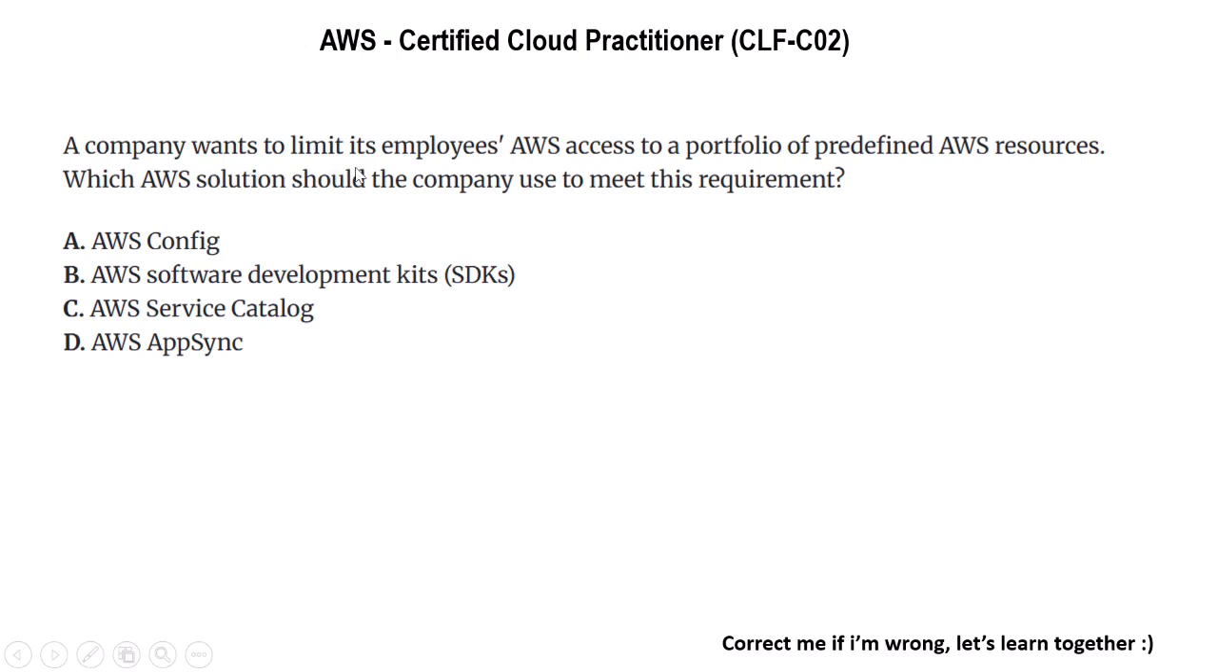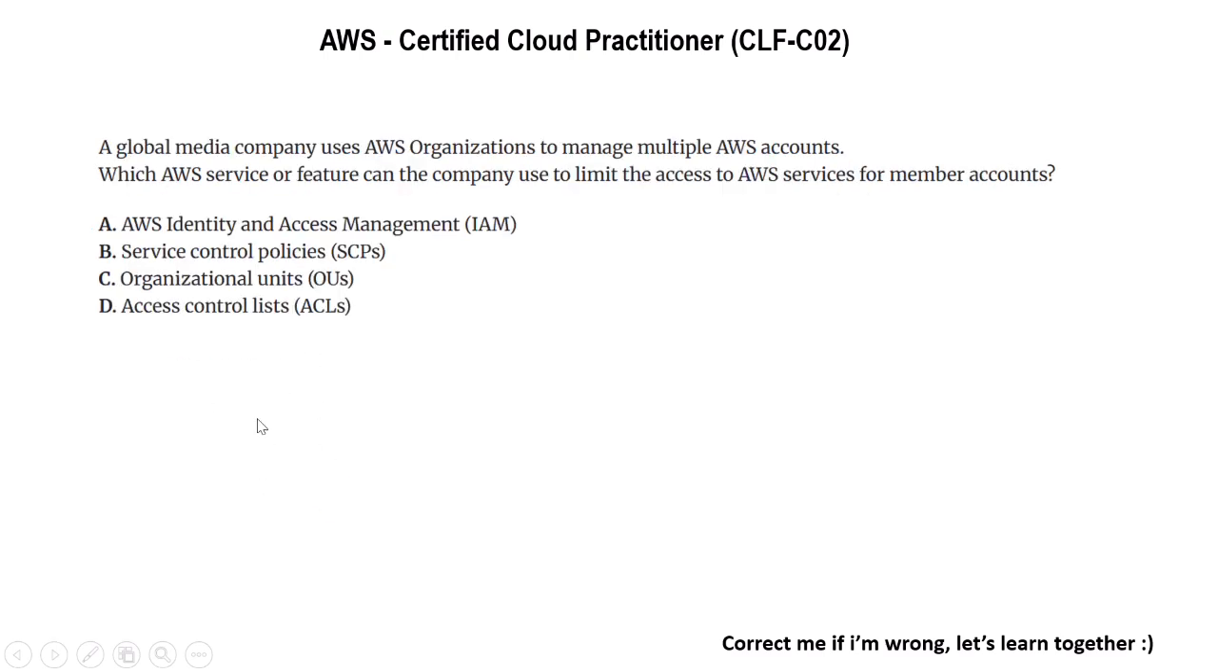A company wants to limit its employees' AWS access to a portfolio of predefined AWS resources. Which AWS solution should the company use to meet this requirement? Option A, AWS Config. Option B, AWS Software Development Kits. Option C, AWS Service Catalog. Option D, AWS AppSync. The correct answer is option C, AWS Service Catalog. Next question.